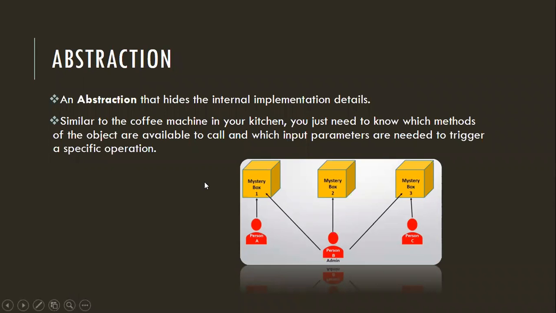There could be some things which are not relevant to some others. Okay, so for example, similar to a coffee machine in your kitchen. You just need to know which methods of the object are available to call and which input parameters are needed to trigger a specific operation. හිතන්න coffee machine එකක් තියනවා කියලා ඔයාගේ kitchen එකේ. So then ඔයාලට දැනගන්න ඕනේ එකම දෙයක් තමයි, which button has to be clicked, and then how do I need to confirm, and then after that you will be having the coffee, isn't it?